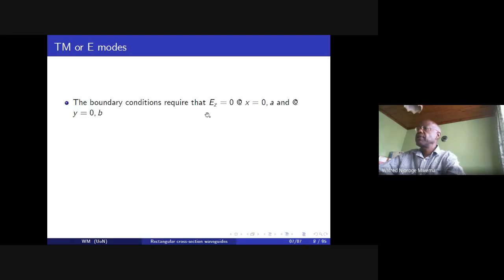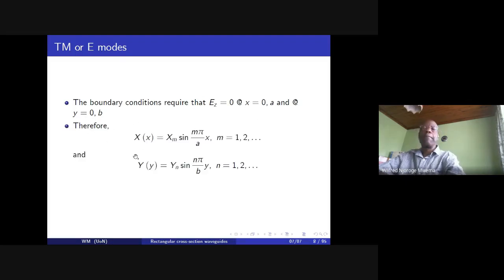And the boundary conditions then require that Ez equal 0 at x equal to 0 and x equal to a, and it must be equal to 0 as well at y equal to 0 and y equal to b, because Ez is everywhere tangential to the walls at x equal to 0 and x equal to a, and y equal to 0 and y equal to b.